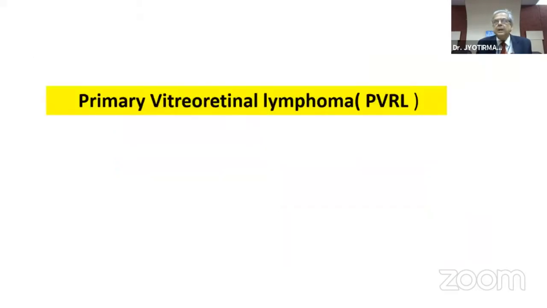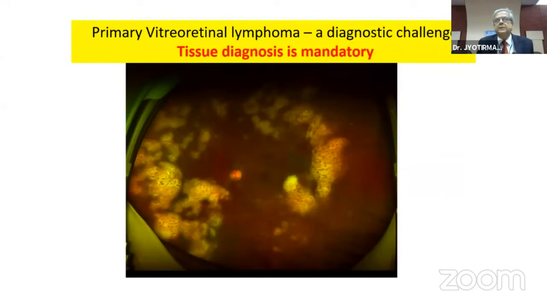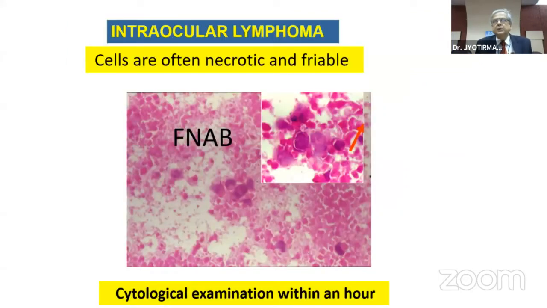In case of primary vitreoretinal lymphoma, a tissue diagnosis is mandatory. Here, the tissues often have a necrotic background, so they should be transported within half an hour to 1 hour. And cytologic smears need astute cytopathologists, because they can be confused with the necrotic background and few large lymphocytes, the infiltrations which will be seen because the inflammatory component is there.